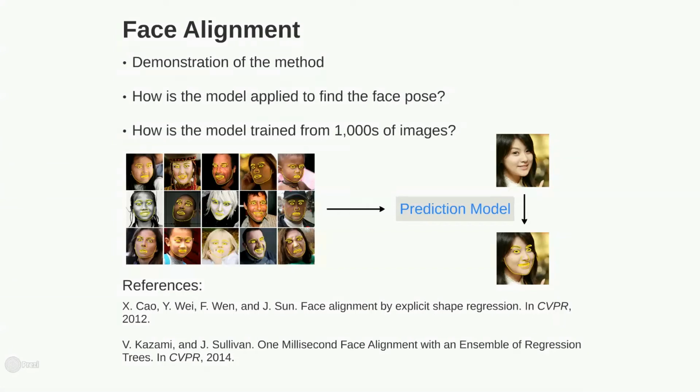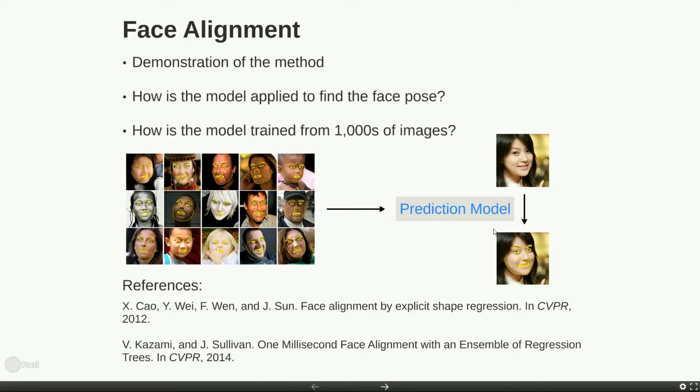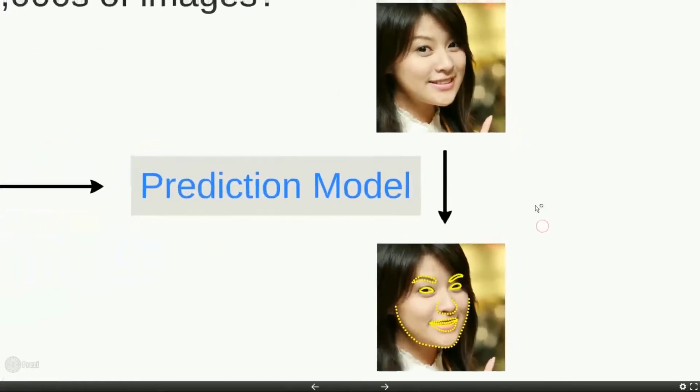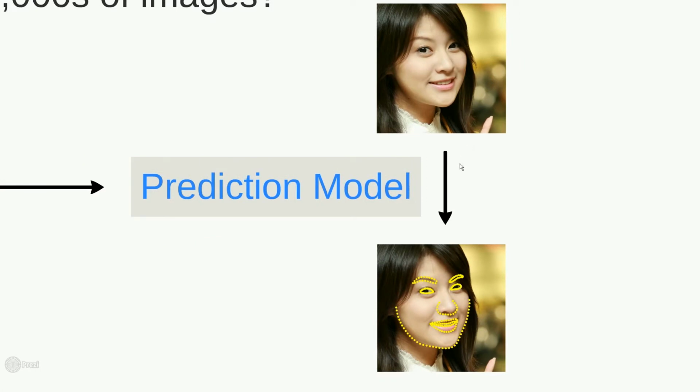Hi there. This is the first video of a two-video series on the question of face alignment. The targeted audience of this video is college students or graduates that are majoring in computer science, engineering, or science. Now, the question of face alignment is: given a picture with a human face, it tries to align a shape to the human face.